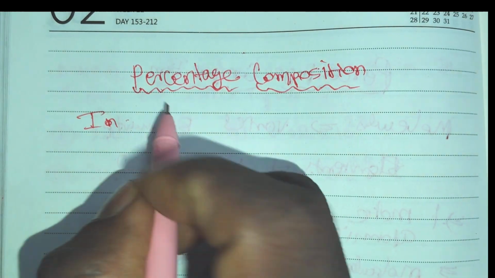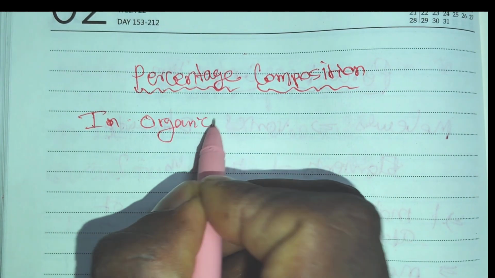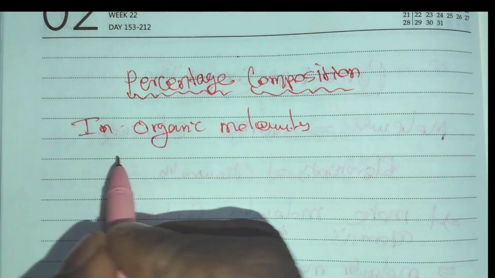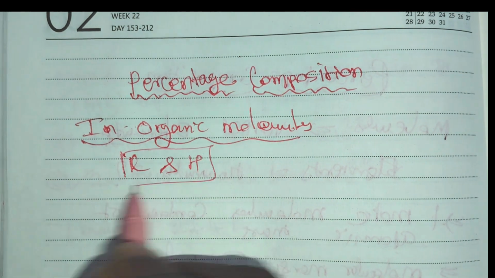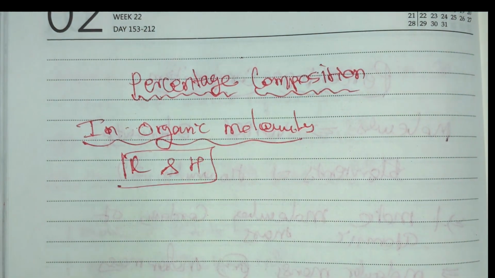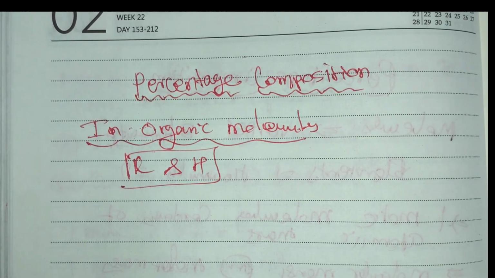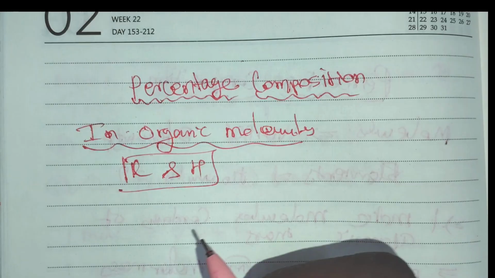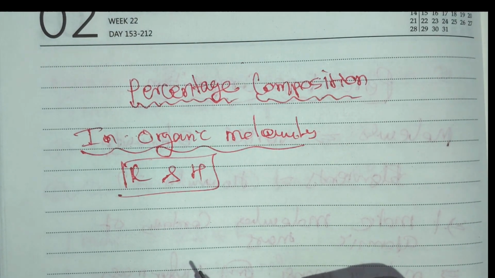Okay, here I have taken an organic molecule. Organic molecules contain majorly carbon and hydrogen. So in the particular molecule, how much percentage of carbon is present, and similarly how much percentage of hydrogen is present. Like that we can easily find it using the following formulas.